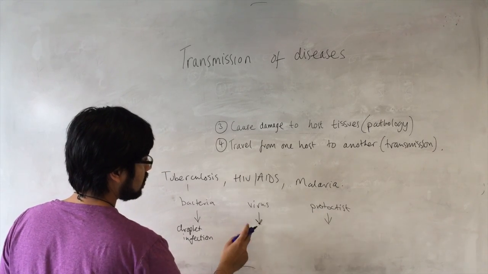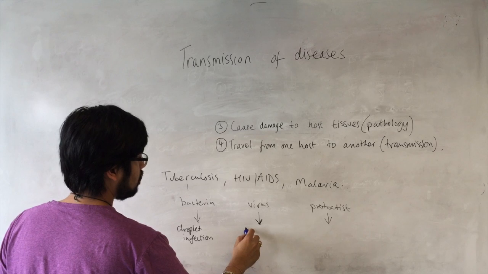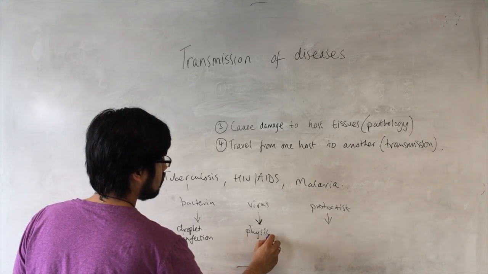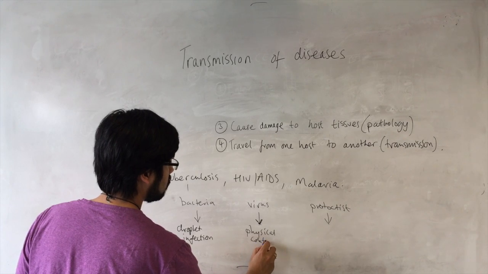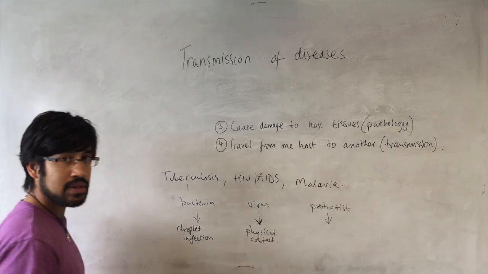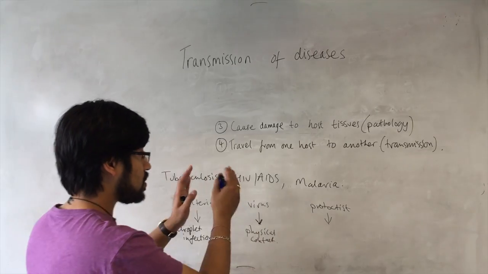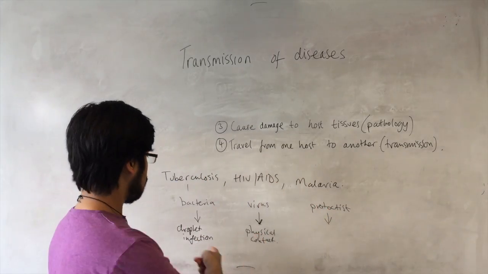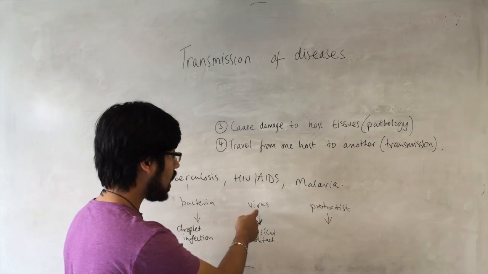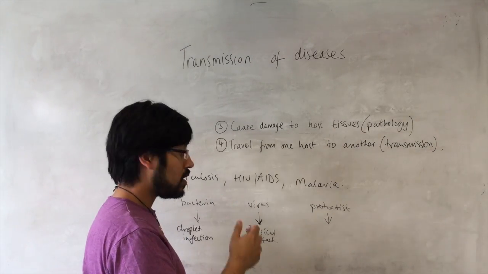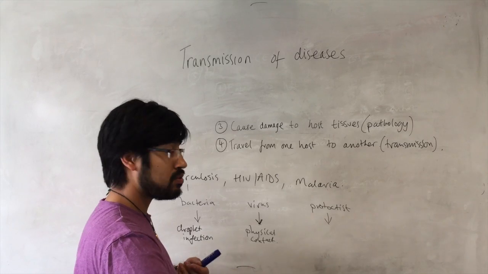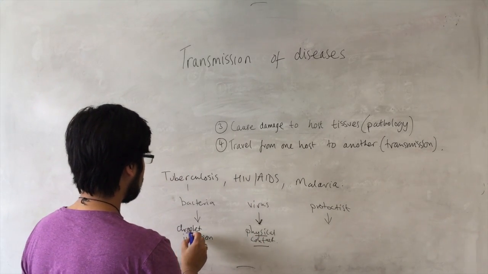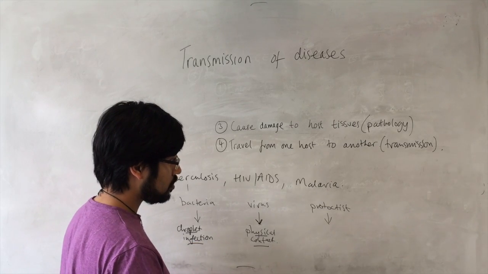So in this case, the HIV can be transmitted by actual physical contact. Now remember, this is not all viruses, it's this particular virus. Cold and flu, droplet infection. Okay, HIV, physical contact, in this case sexual intercourse, and so on. So that's physical contact, that's the second means of transmission.